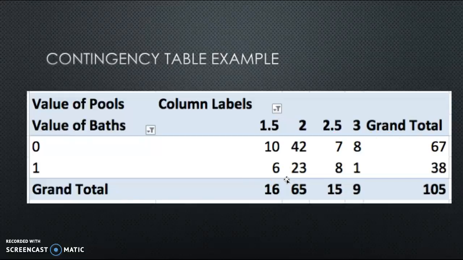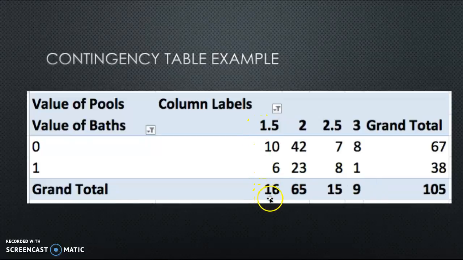There were also 6 houses with 1 pool and 1.5 baths. There were 23 houses with 1 pool and 2 baths. There were 8 houses with 1 pool and 2.5 baths. And lastly, there were 3 houses with 1 pool and 3 baths, which gives us a total of 38. Adding the 67 and 38 together, you get a total of 105 houses.